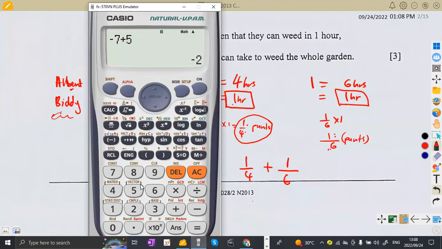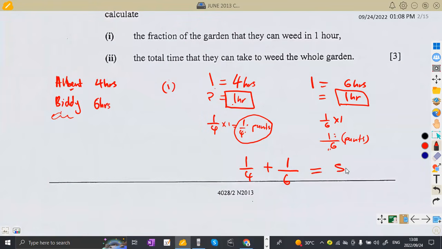You can actually put it in your calculator, simplify, or you can do the longer way, it's fine. 1 over 4 plus 1 over 6 is going to give us 5 over 12. So it means they are going to cover 5 over 12 parts of the garden. So this is 5 over 12 of the garden, or because we are referring to the garden as a complete revolution.